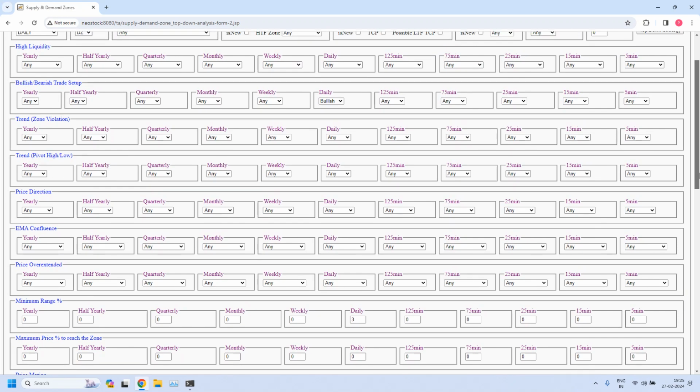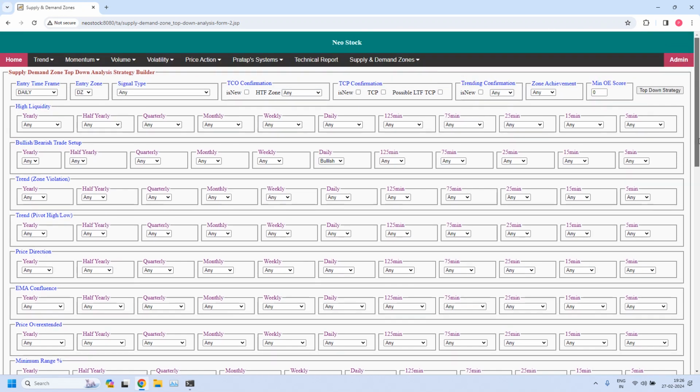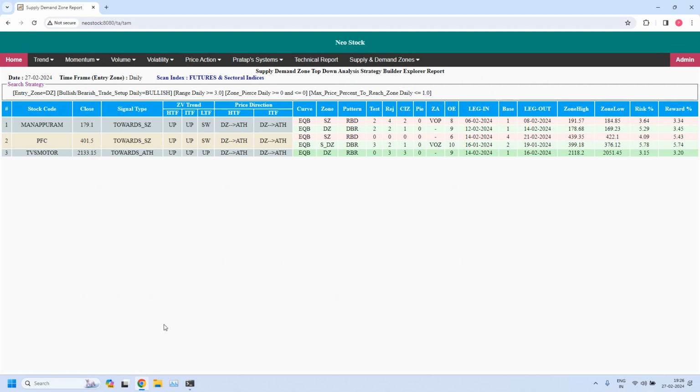So for that we have a parameter, the last parameter in this page, maximum price percent to reach the zone. There at a daily time frame, I am setting the value 1. 1 indicates 1%. The maximum price percent from the demand zone to the current price should be 1%, within 1%. So that way we got 3 stocks which are near 1% near to the demand zone. One is Manapuram, PFC and TVS Motor.